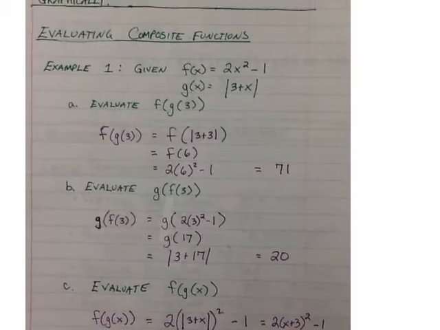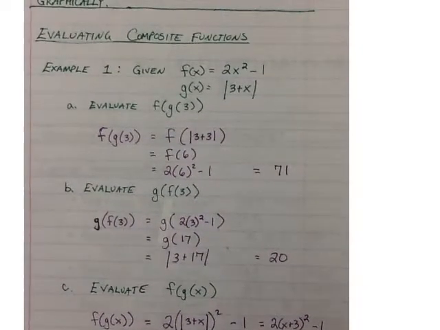Then in part B I said let's evaluate g of f of 3. The big purpose of this was to show that if we were to do that, we may not necessarily arrive at the same answer. So f of g of x does not necessarily equal g of f of x, and we should be careful that we don't make that mistake.